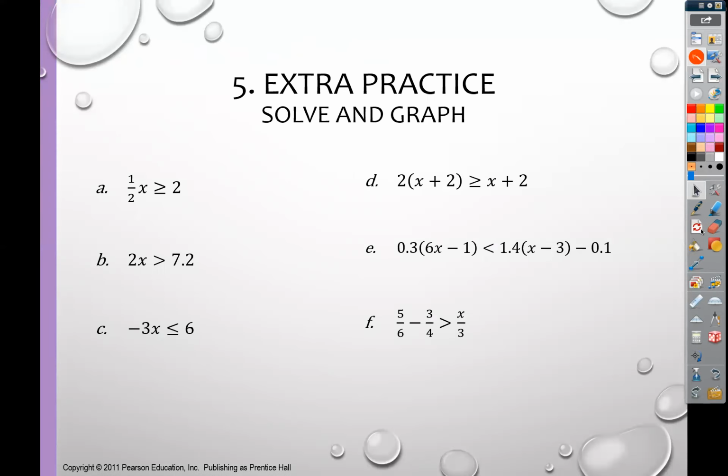Okay, so here's some extra practice. I'm going to get you to pause the video and work these out, and I'll show you the answers in a second. After I show you the answers, you can pause it and check. And let me know if you have any questions. Please let me know if you have any questions about that or if you're getting stuck on anything.